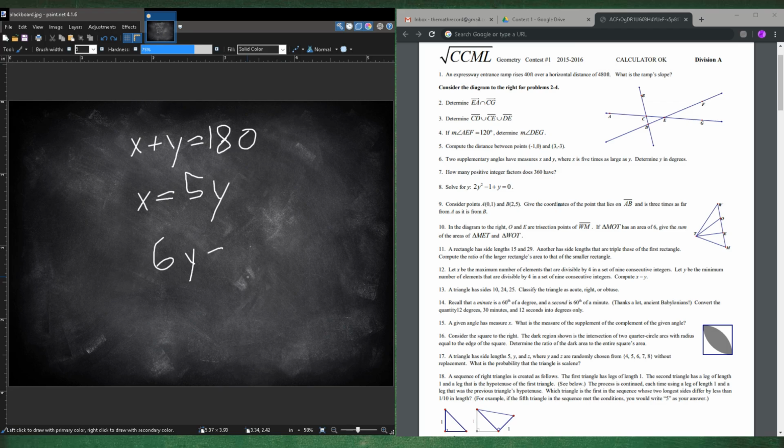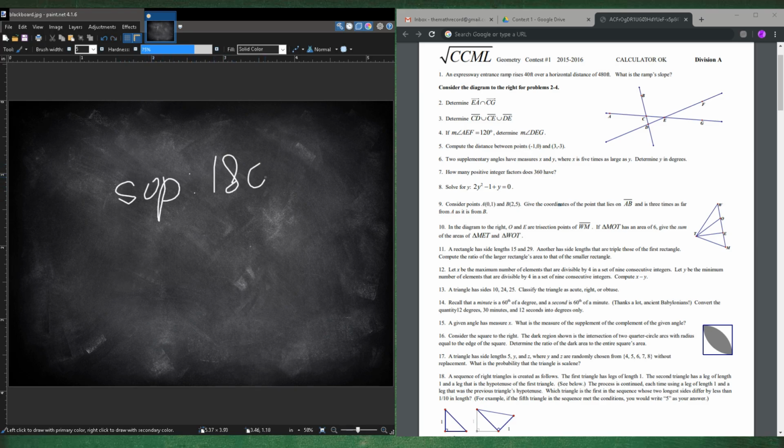So you just need to know your definition of supplementary angles. There's supplementary and there's complementary. Supplementary is 180 degrees. The sum of the angles has to be 180, and it doesn't have to be two angles. And complementary angles are 90 degrees. So supplementary angles make a line, and complementary angles make a right angle.